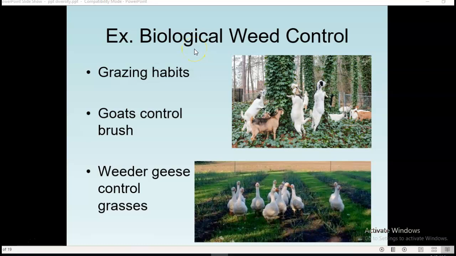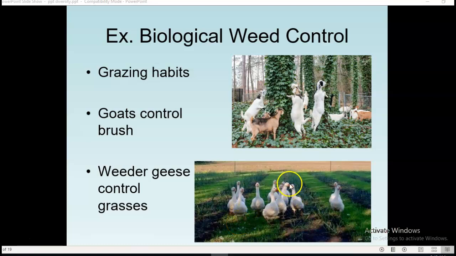Another application of using high diversity for beneficial interactions is biological weed control, looking at grazing habits of animals. For example, to control kudzu or other invasive species, goats can eat it. Goats can eat brush, and it's highly nutritious for them. And so the benefit is that they control the brush. Geese used to be used in the past, before many herbicides were developed, to control young grasses.